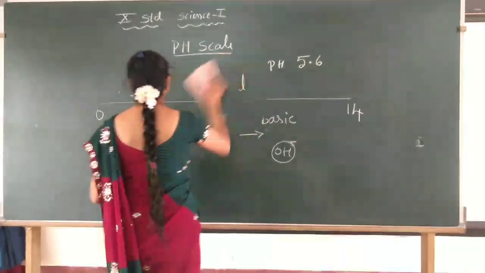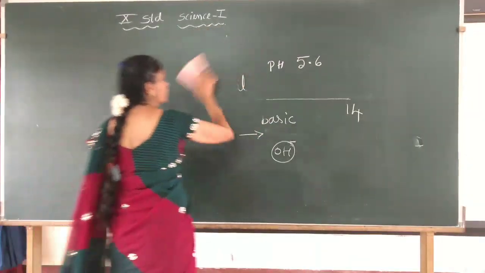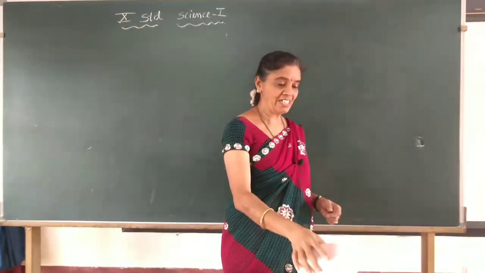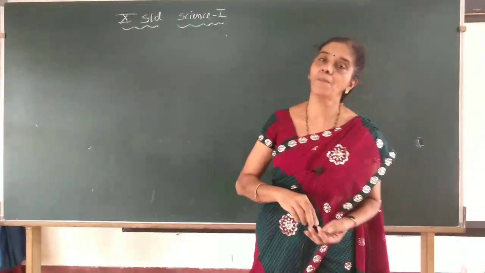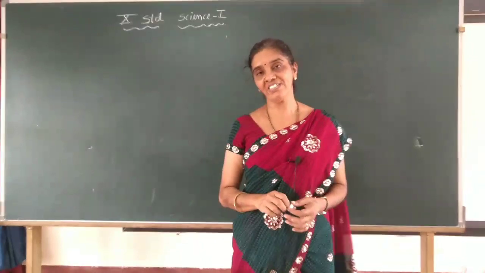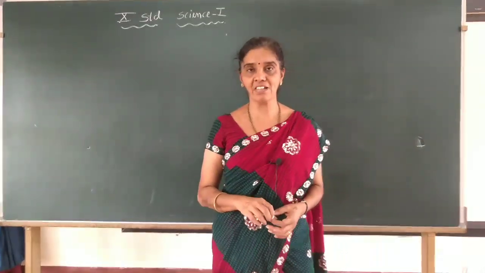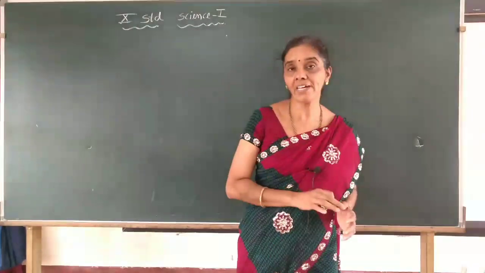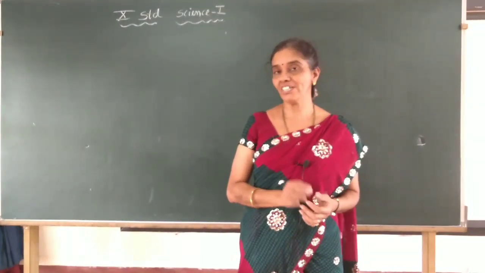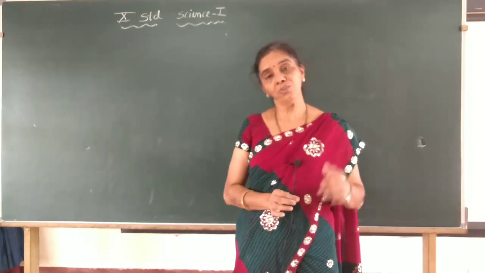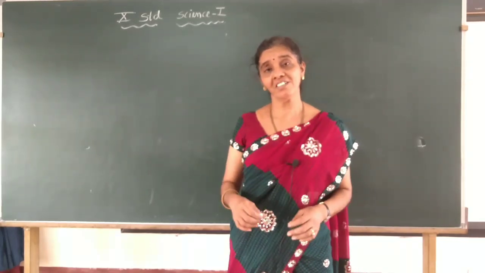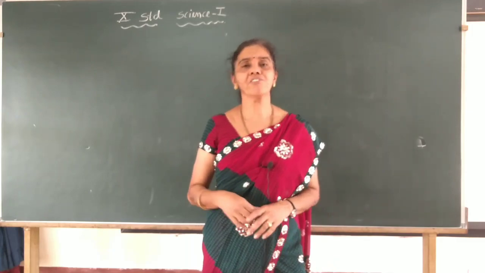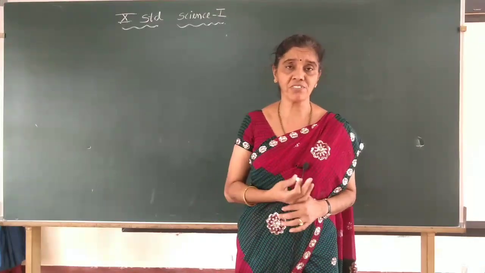And next we will study some salts. What is a salt, children? It is the compound formed by the reaction of an acid and a base. You learned in the previous class the neutralization reaction, where an acid reacts with a base and you get salt and water. Now, do we have only one salt, sodium chloride, the common salt we use? No, there are different types of salts.